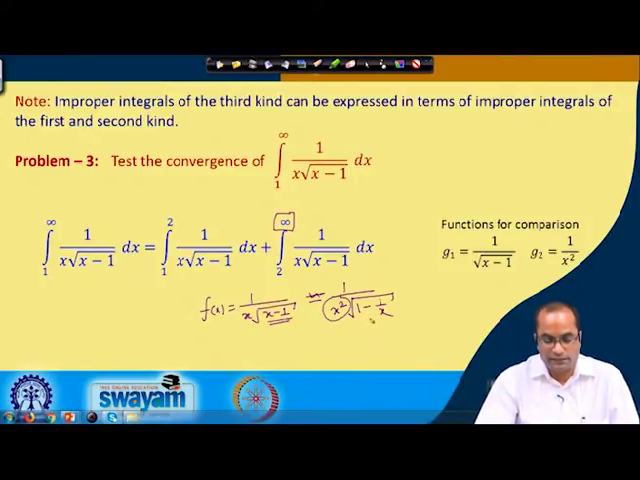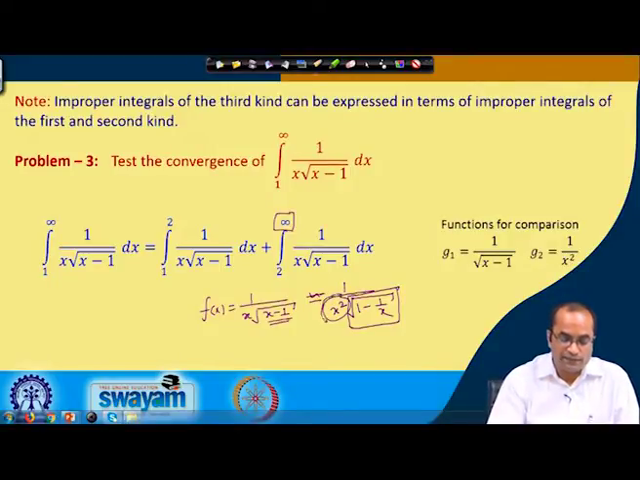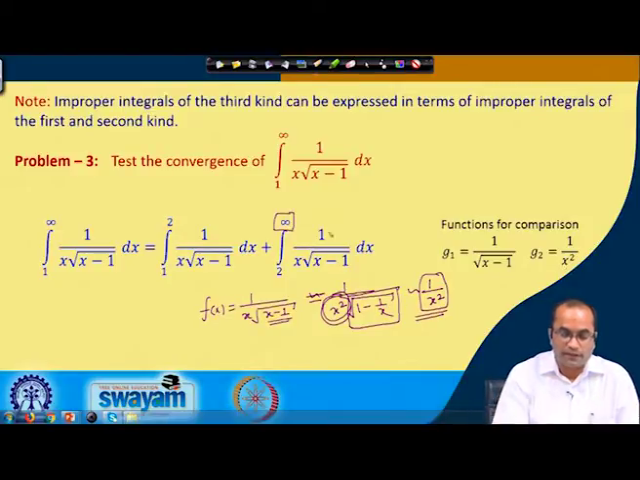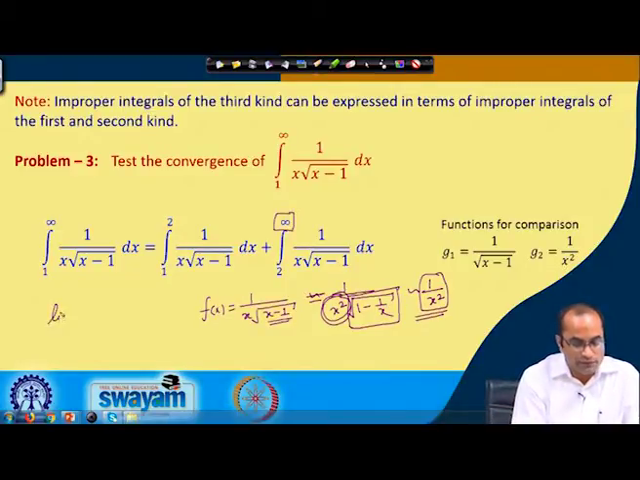Now, if we look at the behavior as x approaches infinity, this term here is not creating trouble, because as x goes to infinity, this is 1. And so, we have this x square. So, the behavior of this function is like 1 over x square as x approaches infinity. So, we got the function g as 1 over x square. Taking g as 1 over x square, we now take this limit for the comparison test.